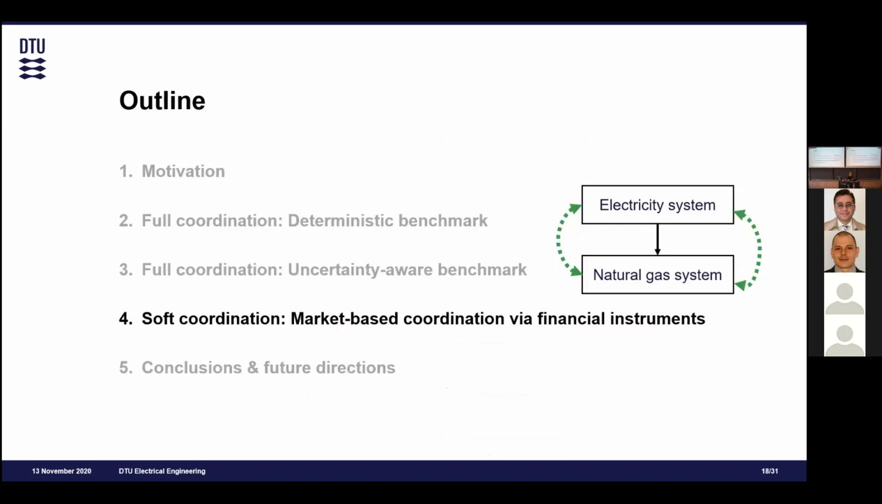So for the next part, I want to talk about soft coordination approaches. Recall that these coordination approaches preserve the current market framework while trying to enhance the exchange of information and the awareness among the sectors. And we propose financial instruments to help as coordination tool in power and natural gas markets.